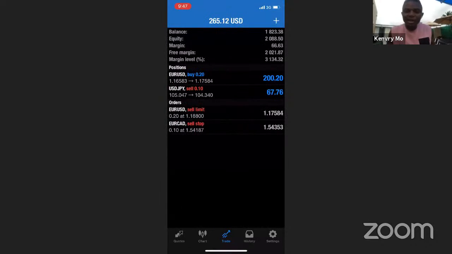So the trade is already there. You can see I have other trades that are there that I set already. So I'm going to give us some trade ideas. But that's how to copy and paste.